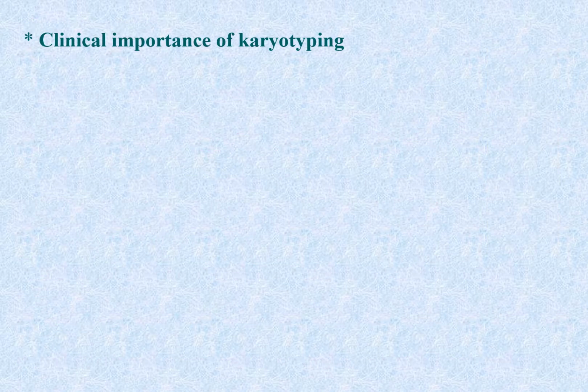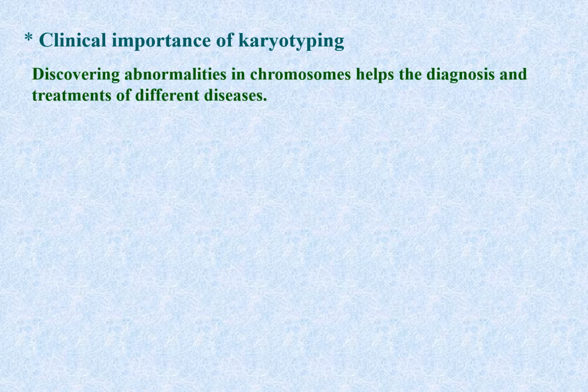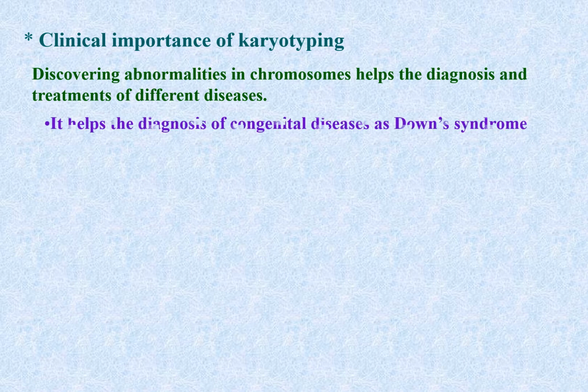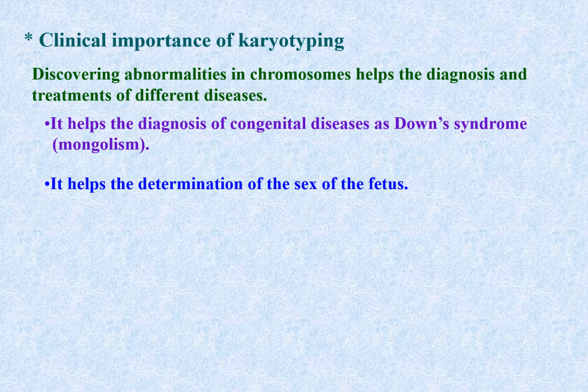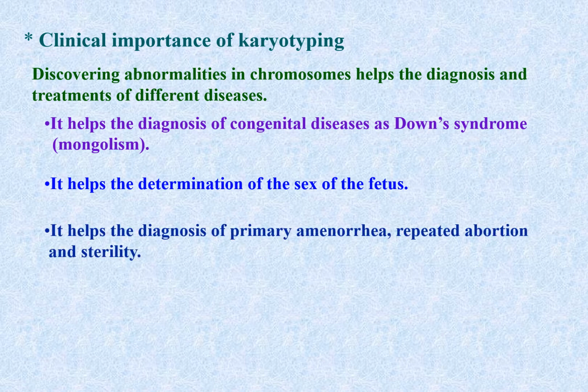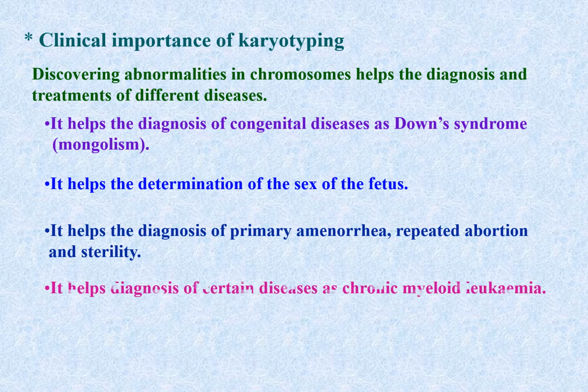Clinical importance of karyotyping. Discovering abnormalities in chromosomes helps the diagnosis and treatment of different diseases. It helps the diagnosis of congenital diseases such as Down syndrome, mongolism. It helps the determination of the sex of the fetus. It helps the diagnosis of primary amenorrhea, repeated abortion, and sterility. Also, it helps the diagnosis of certain diseases such as chronic myeloid leukemia.